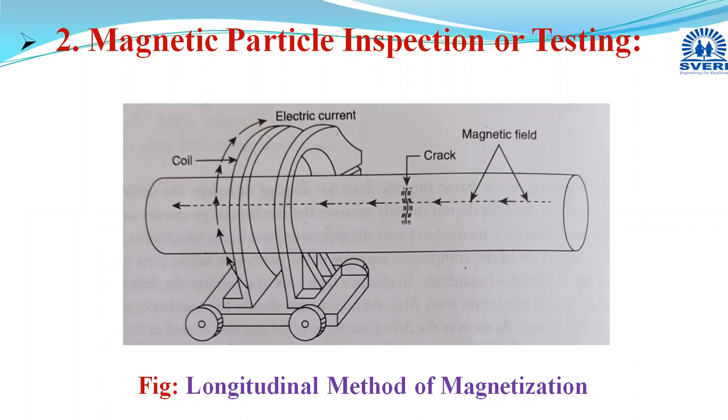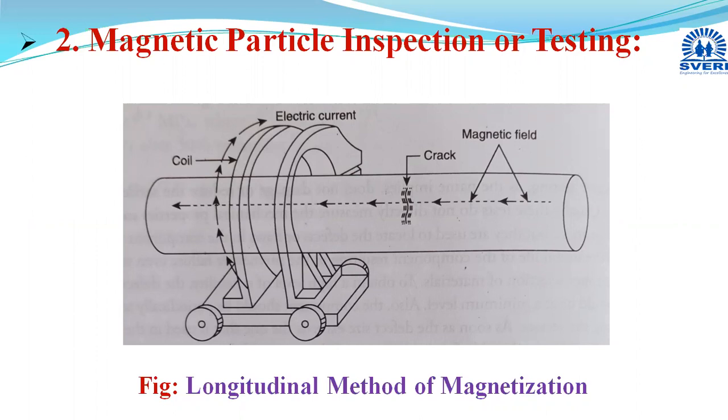Okay, so these are some advantages and disadvantages of this method, and applications we have also discussed. With this method, for different ferrous materials and their alloys, we can determine surface and subsurface cracks, whether they are welded, casted, or forged components.